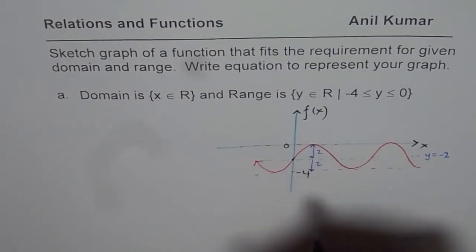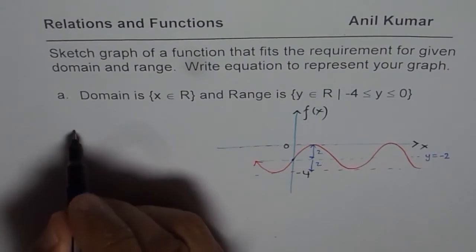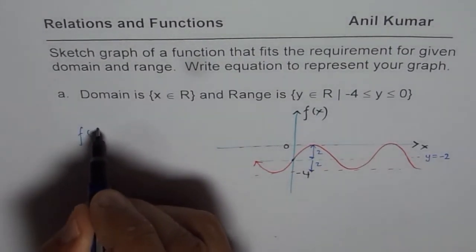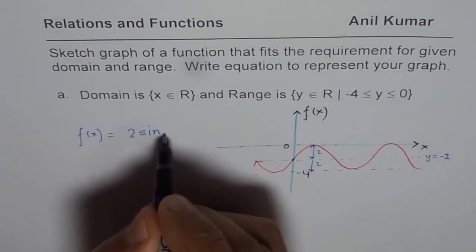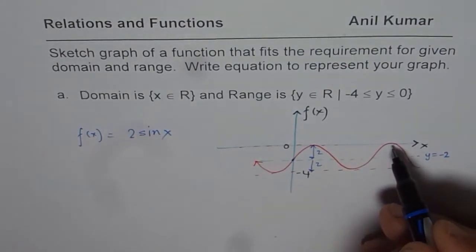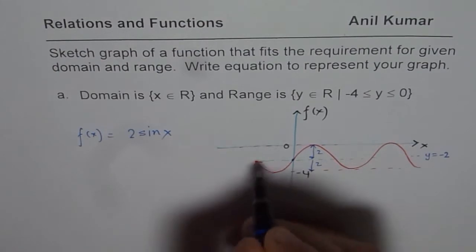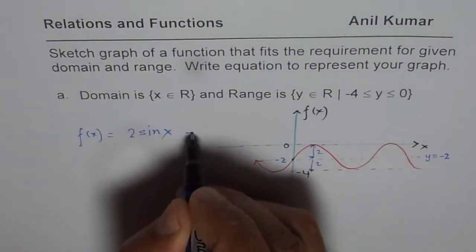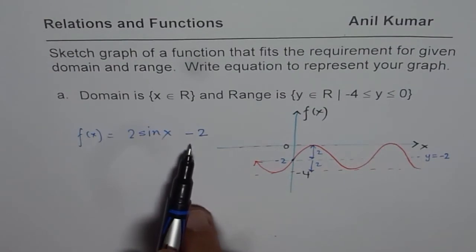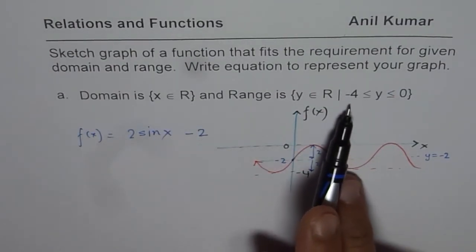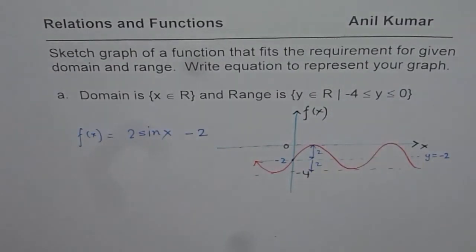So the amplitude is 2, and that suggests that the function f of x could be written as 2 times sine x, which has been translated 2 units down, so -2, right? So we say -2. You get an idea. So this function will have domain of all real numbers and range between -4 and 0. So that is how you can get equation also for the graph.